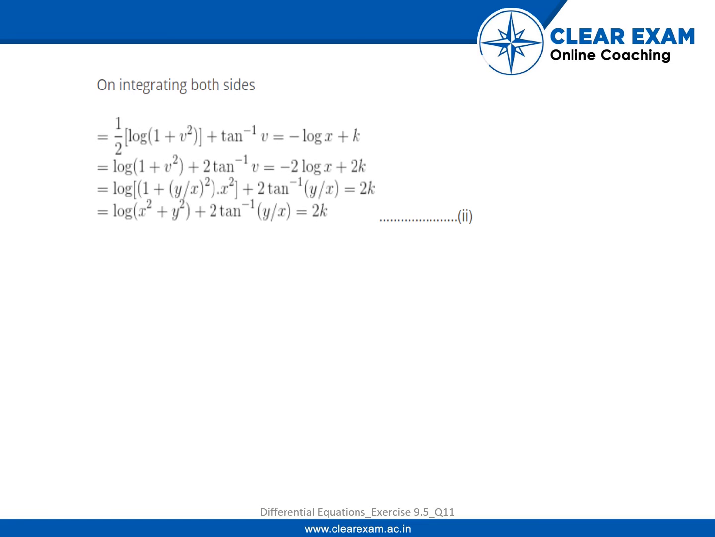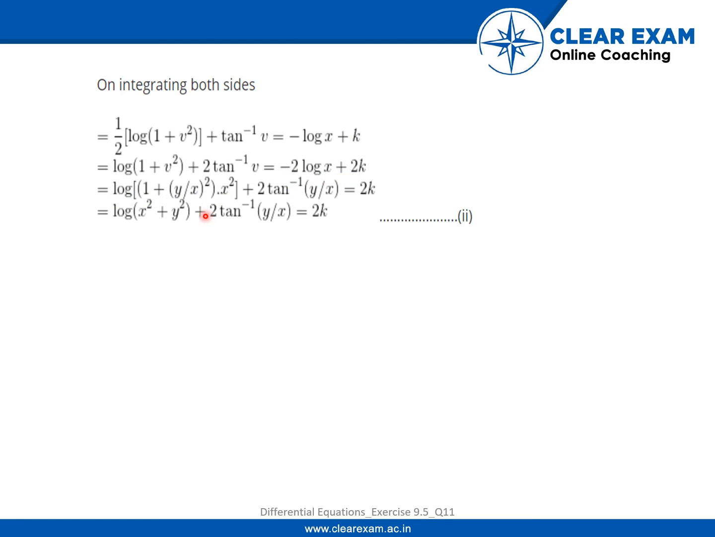Integrating both sides, we get (1/2) log(1 + v²) + tan⁻¹(v) = -log x + k. So half will also be there. We'll put this half to the right hand side, basically multiplying the whole equation by 2: log(1 + v²) + 2 tan⁻¹(v) = -2 log x + 2k.